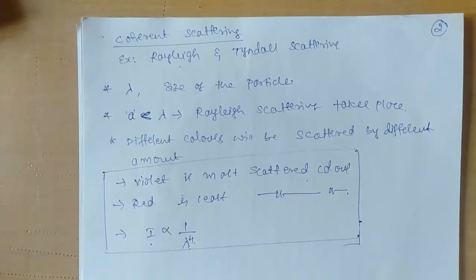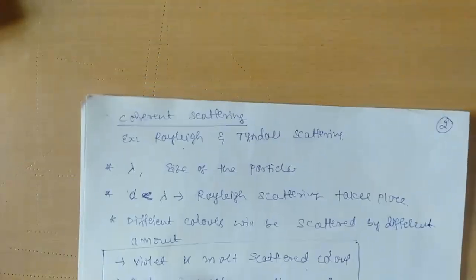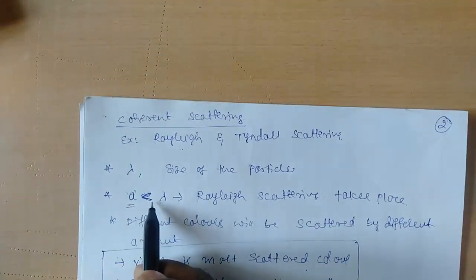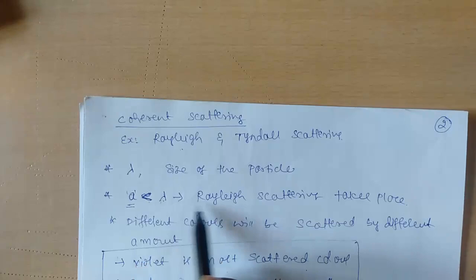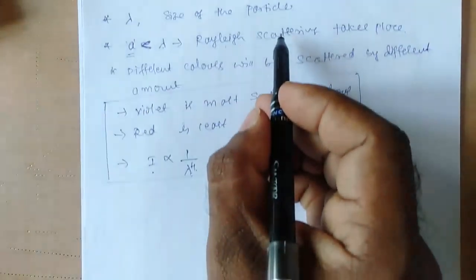Now let us see what you mean by Tyndall scattering. See here what happened. If the size of the scattering particle is less than the wavelength of the light used for the scattering, then most probably Rayleigh scattering will be taking place.